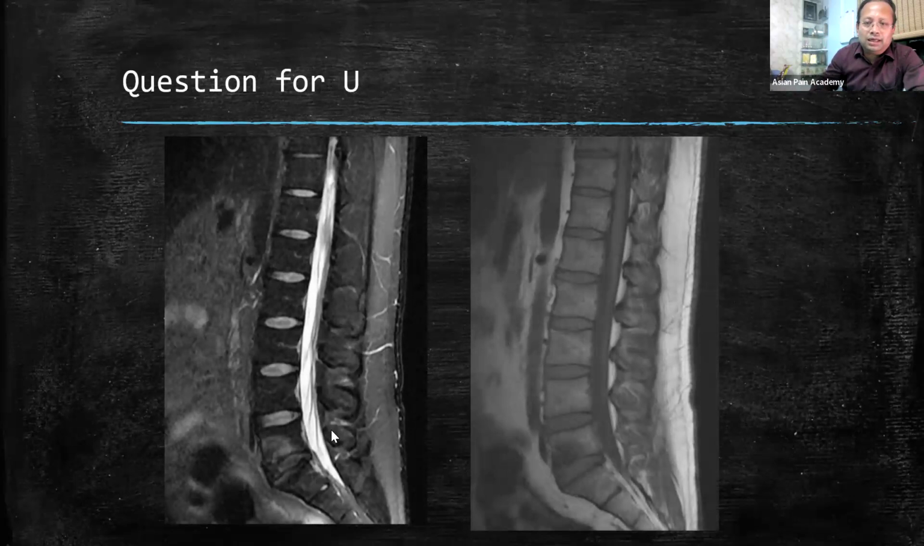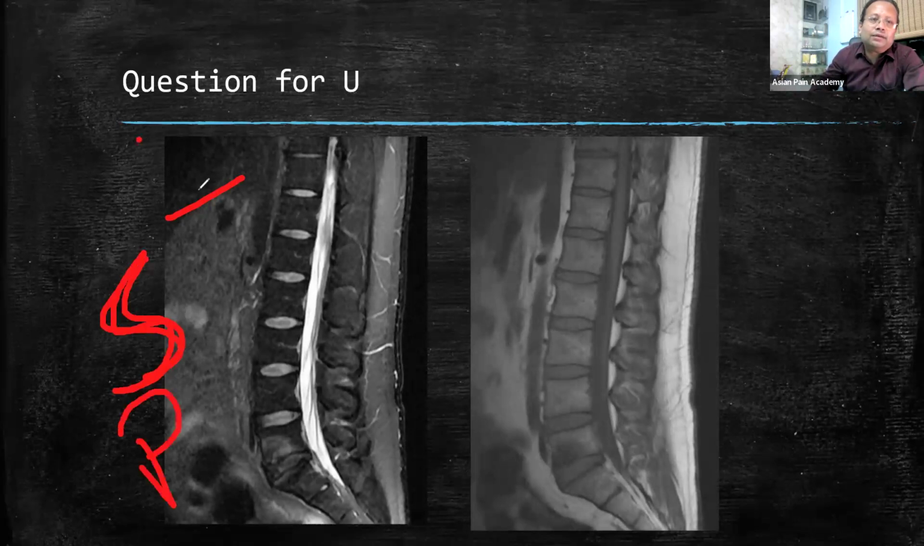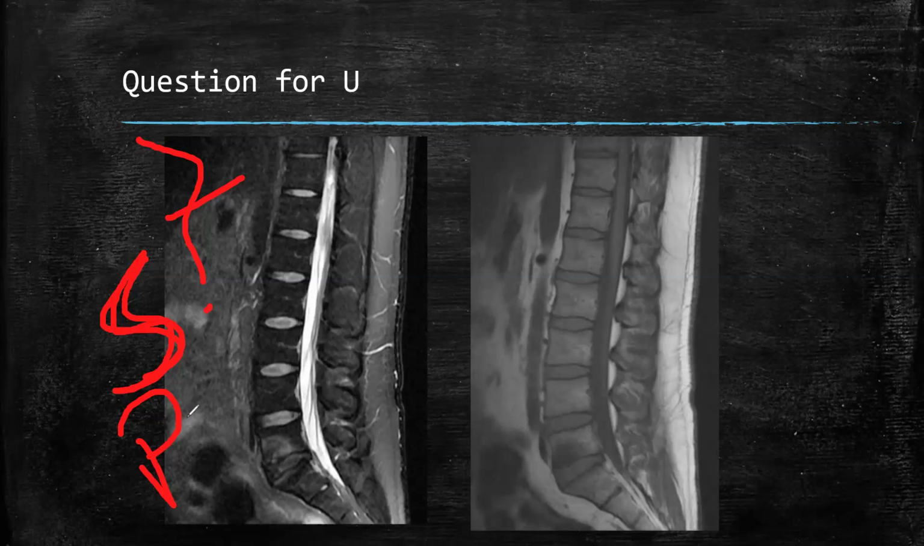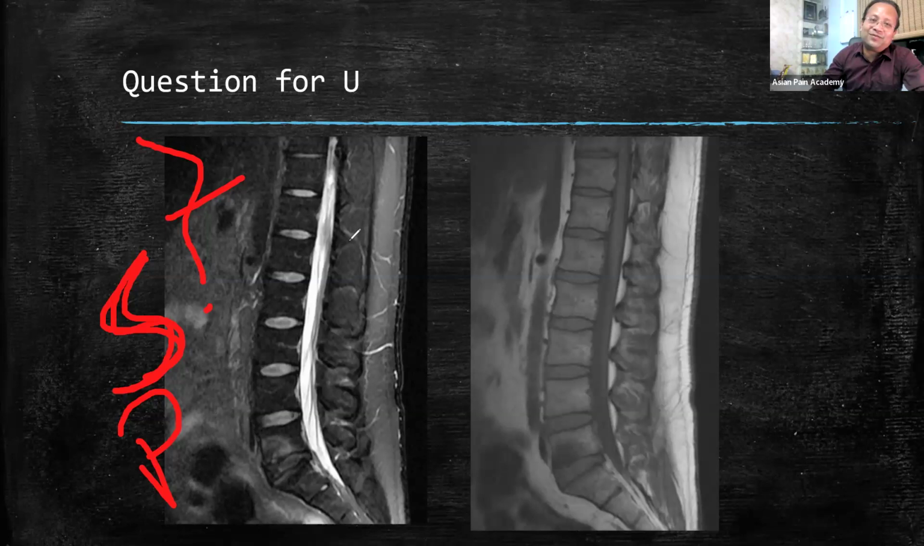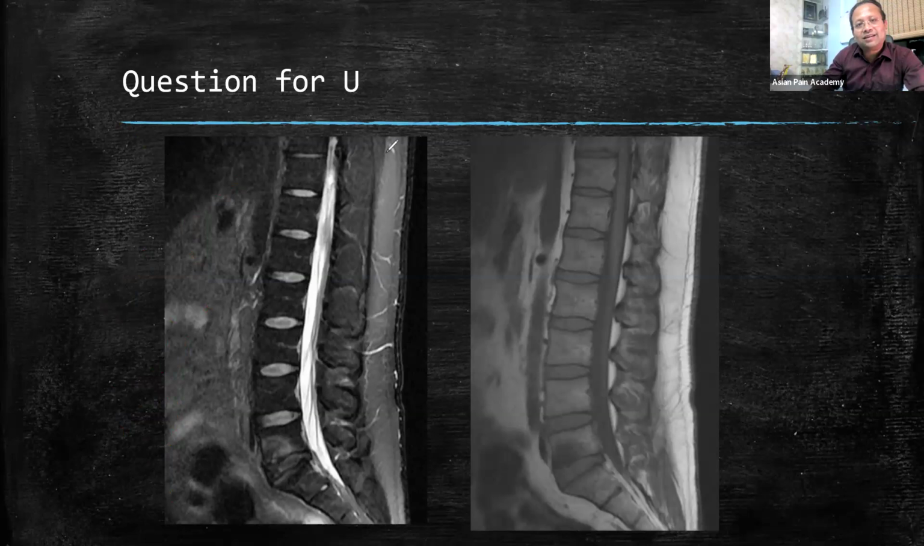Someone tell me, left side, this one, which sequence and which plane? Someone tell me. Sagittal plane. Sagittal plane sequence. STIR. Yes, STIR. I did not talk about STIR much, but I told you that here CSF is white, but fat is not white. That means water is white, STIR sequence.